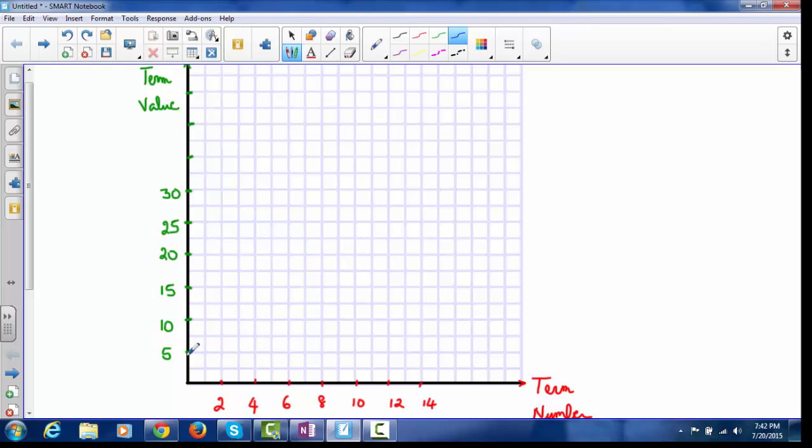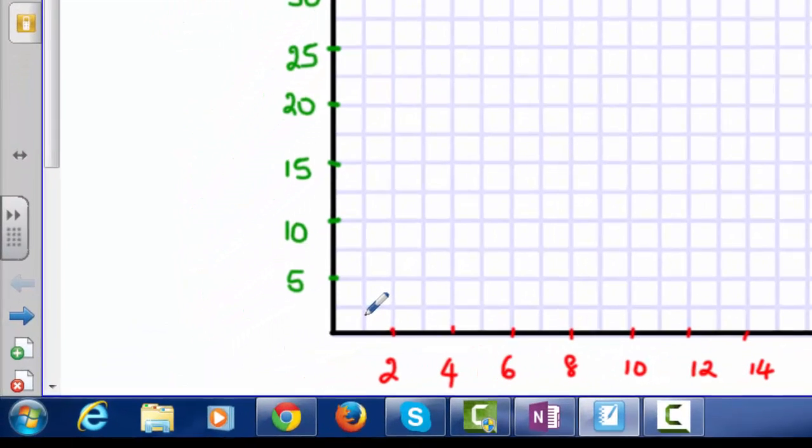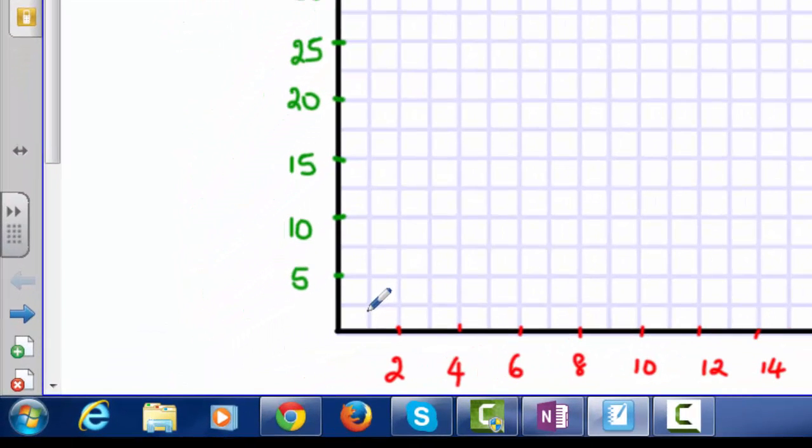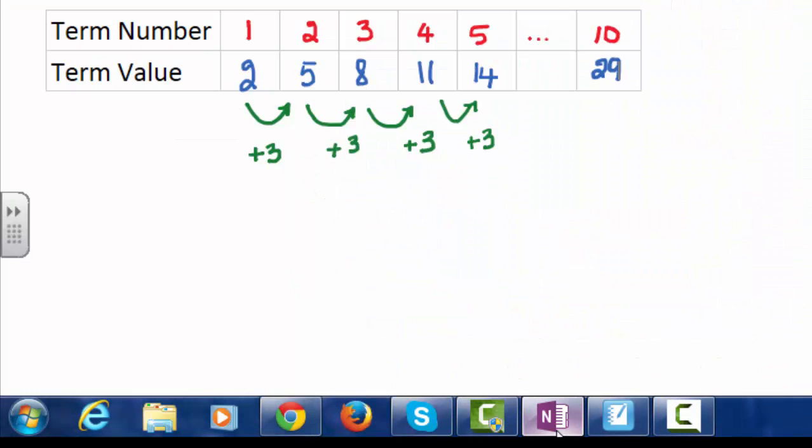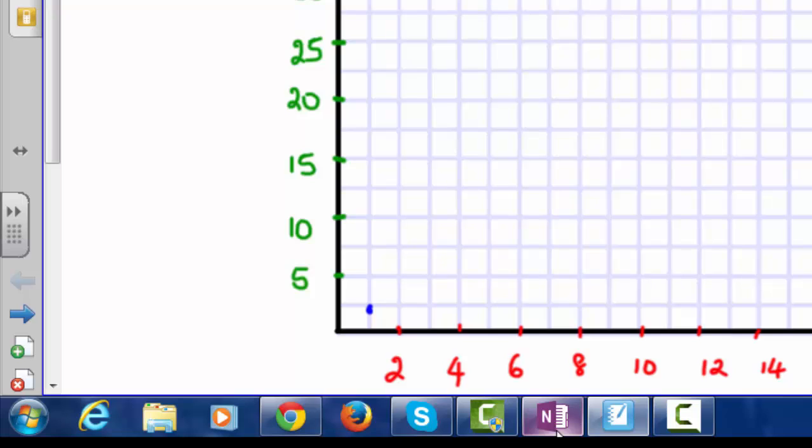So if this is 5, this is 2.5, that means a little bit under, I can put a small dot when it was 1. Excellent. Next, when it was 2, the term number, the term value was 5. Okay, this is easy. When the term number was 2, the term value was 5. Good. Excellent. What about the third?